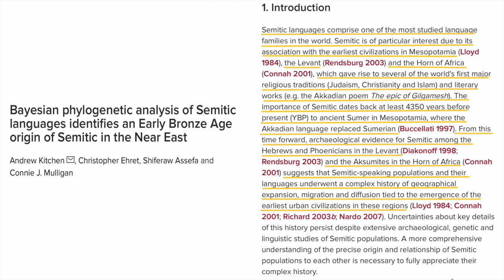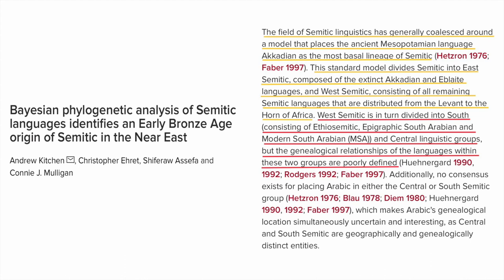From this time forward, archaeological evidence for Semitic among the Hebrews and Phoenicians in the Levant and the Aksumites in the Horn of Africa suggests that Semitic-speaking populations and their languages underwent a complex history of geographical expansion, migration, and diffusion tied to the emergence of the earliest urban civilizations in these regions. Semitic linguists have generally coalesced around a model that places the ancient Mesopotamian language Akkadian as the most basal lineage of Semitic.